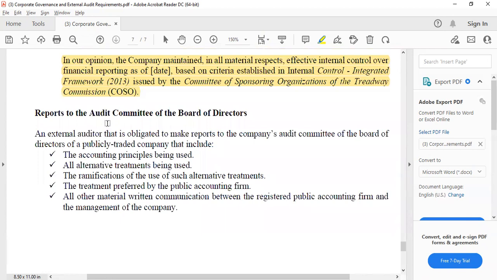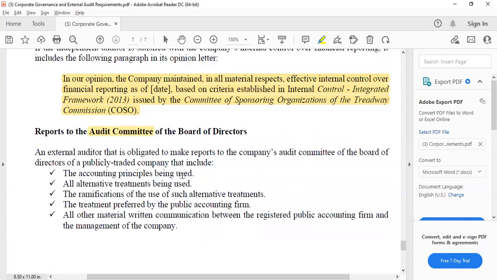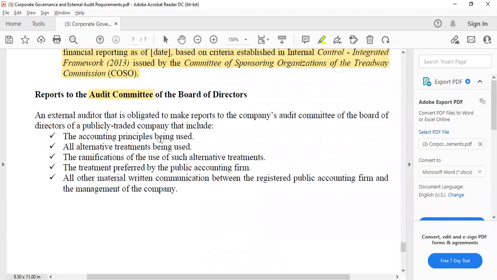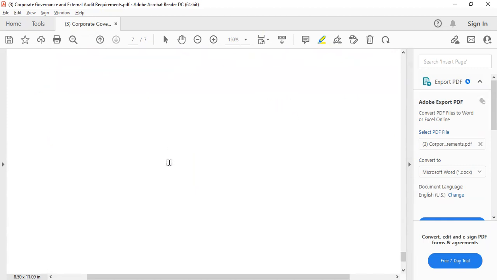So next, kay di ba si Audit Committee man ang nag-appoint sa external auditor. So the external auditor is obliged to make reports to the company's Audit Committee of the Board of Directors of a publicly traded company that include the following. So unsa man iyang i-report sa Audit Committee? The accounting principles being used, all alternative treatments being used, the ramifications of the use of such alternative treatments, the treatment preferred by the public accounting firm, and all other material written communication between the registered public accounting firm and the management of the company.